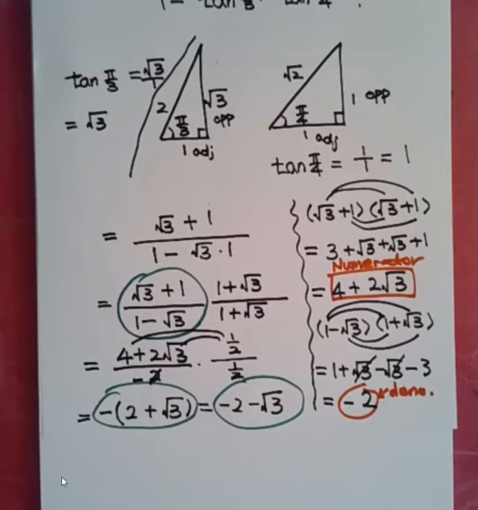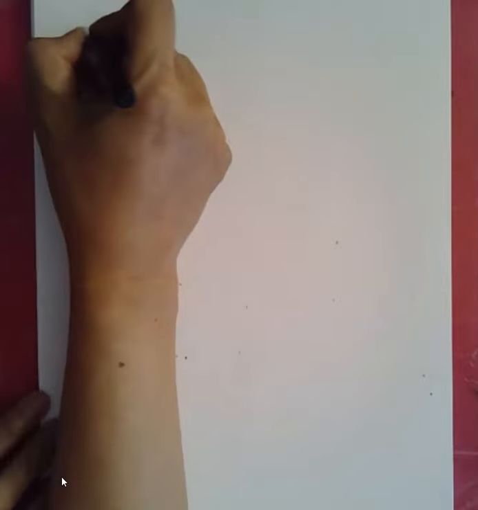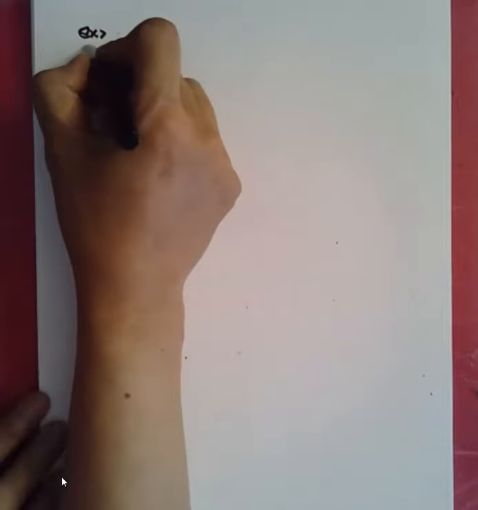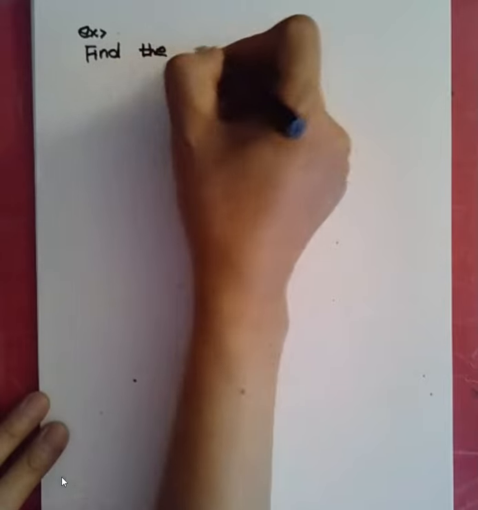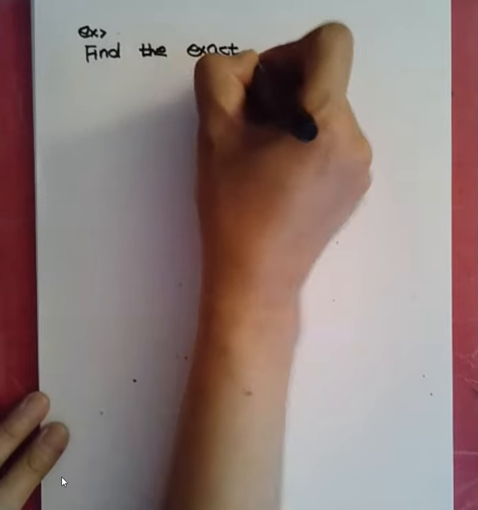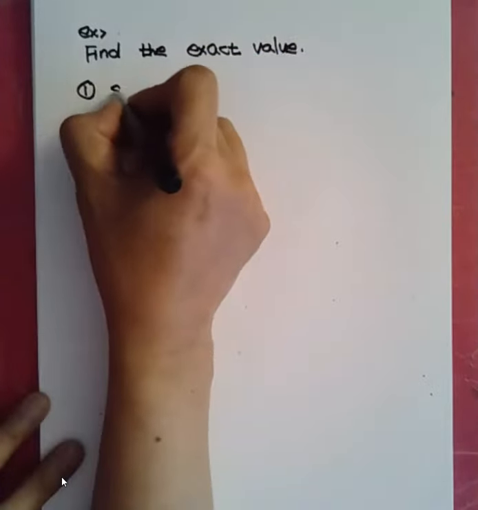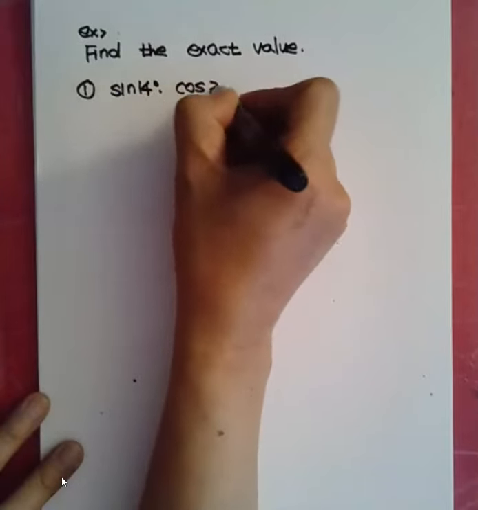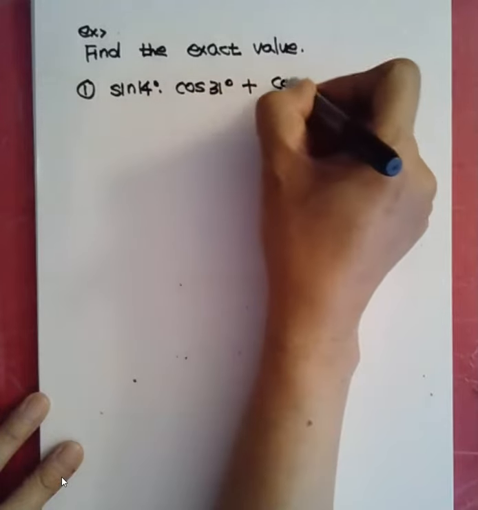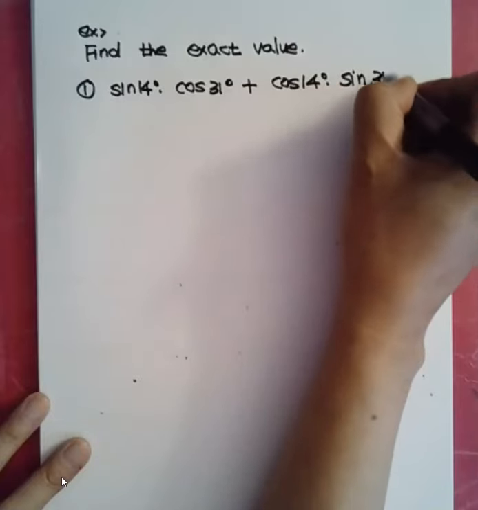In the remaining problems, we will do the reversing process. We want to find the exact value. The first problem is given as sine 14 degree times cosine 31 degree plus cosine 14 degree times sine of 31 degree.